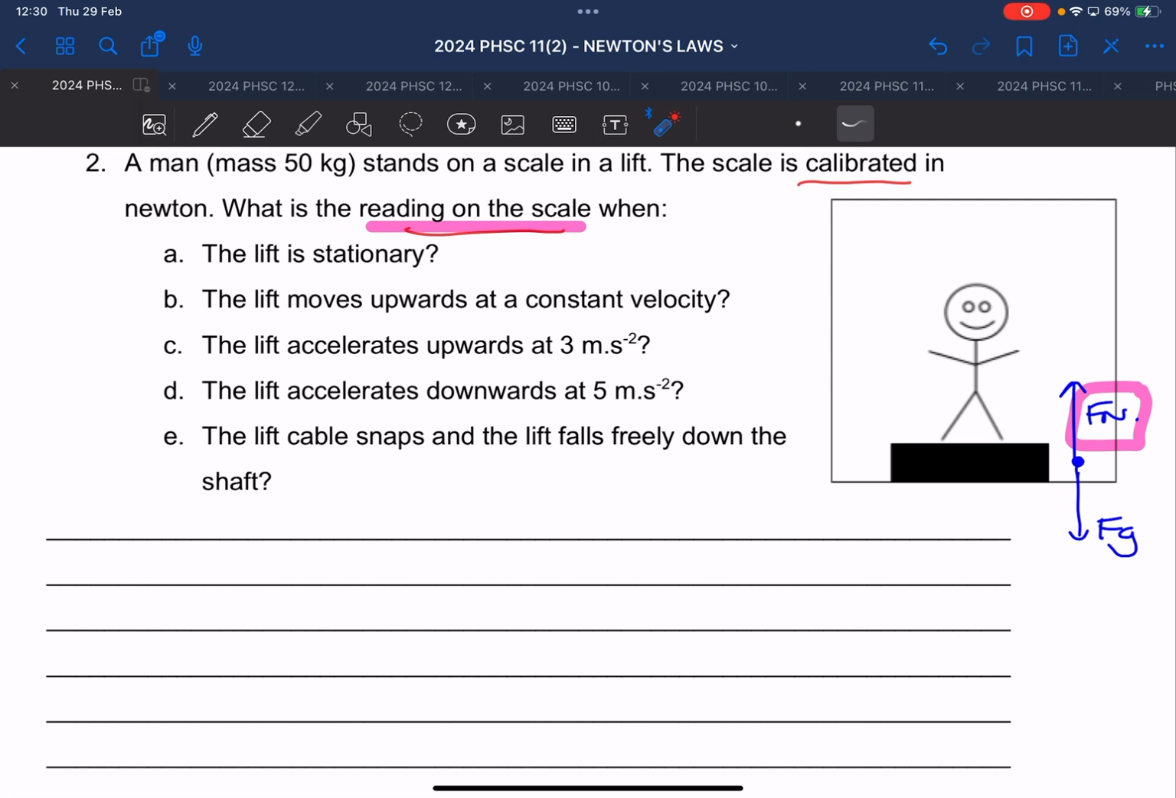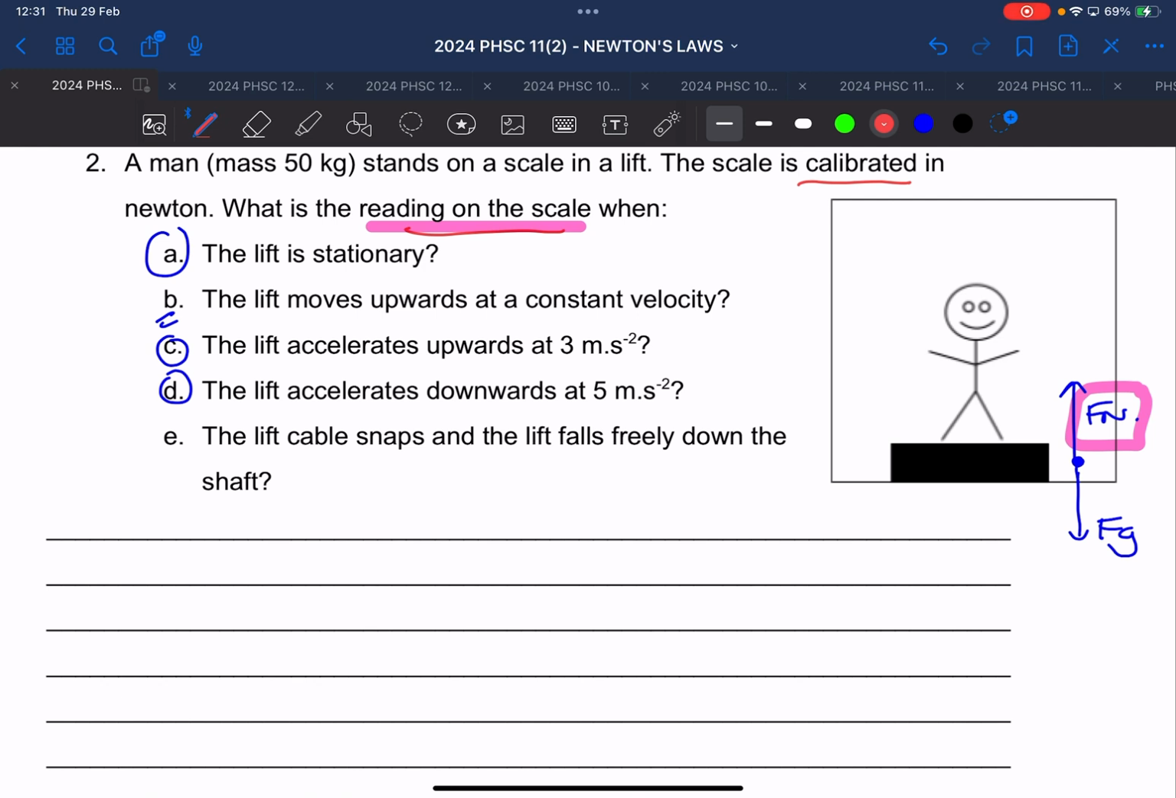Okay, now we're not going to do all of them. I want to do one of A. I want to quickly look at B. Then I want to look at C and D. Okay, says what is the reading on the scale? So calculate the normal force. When the lift is stationary, simple. When something is stationary, which force are we looking at?